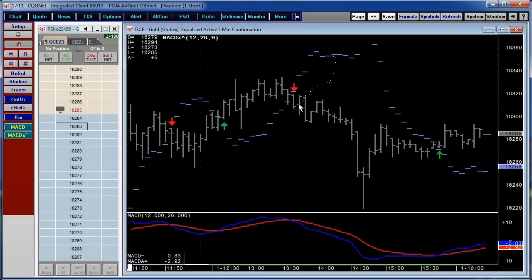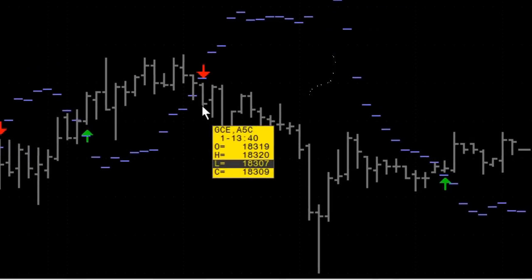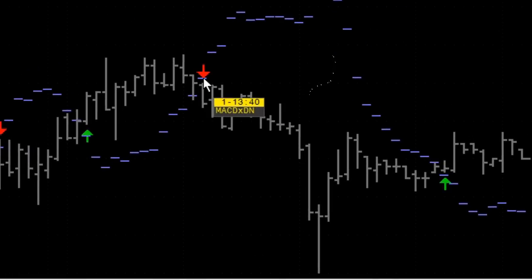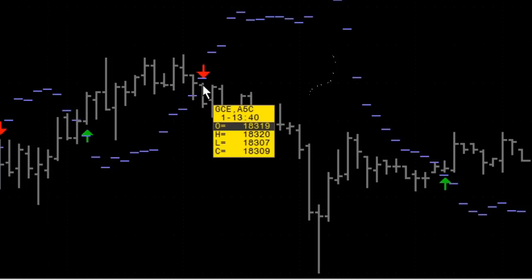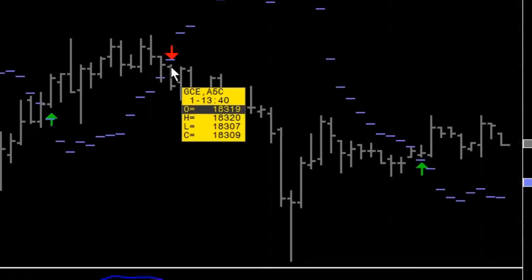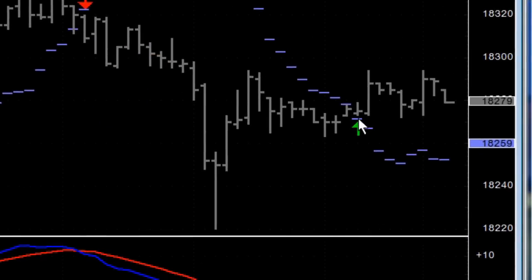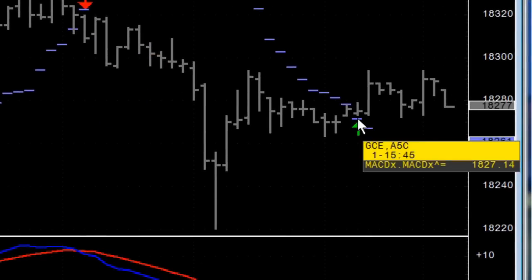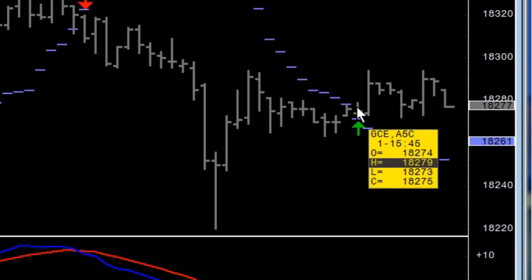Let's go back to our short position that we would have established at 1340. We can see that the price point was above the open, so we could have gotten in on the open of that bar. And on our long position, the MACD cross point was at 1827 and 1/10, which means we would have bought on the open at 1827 and 4/10.